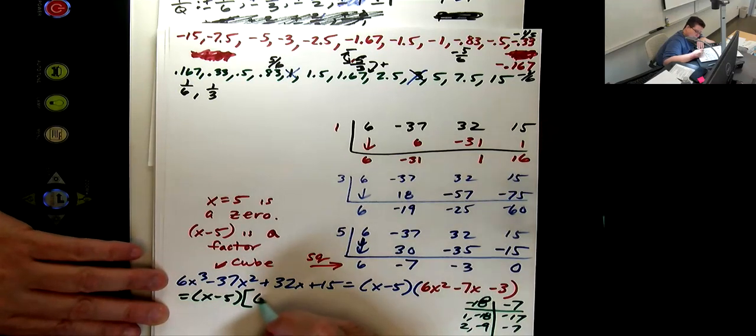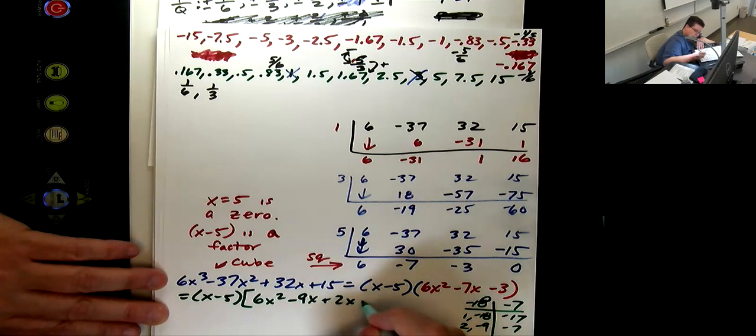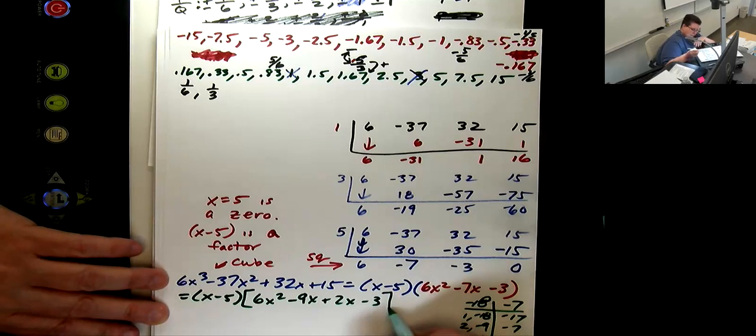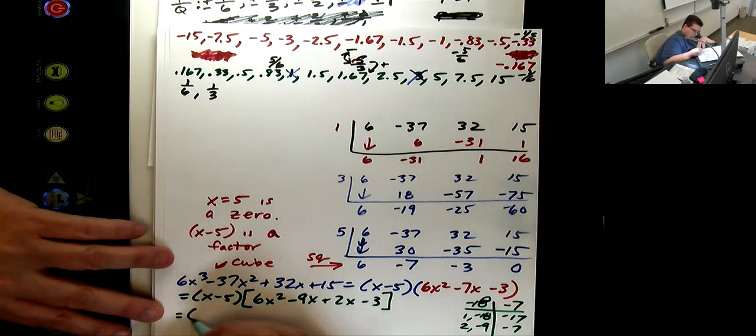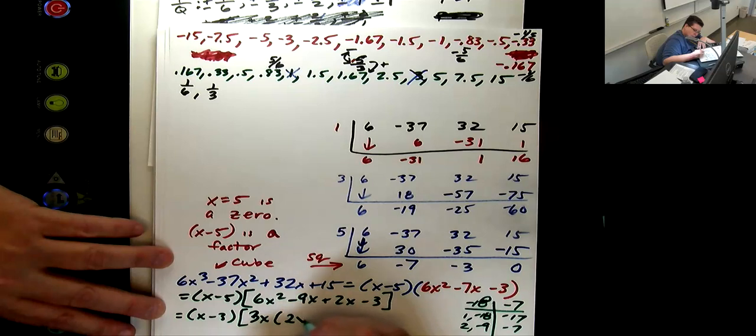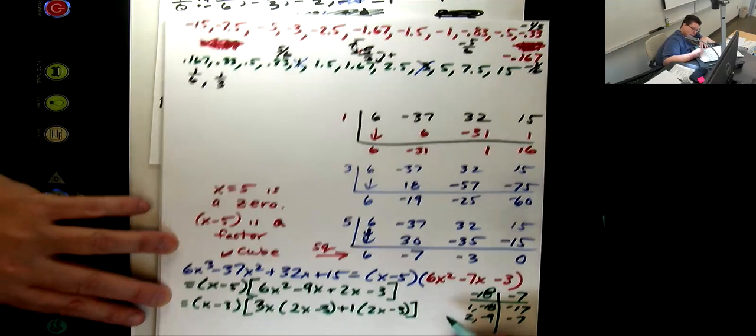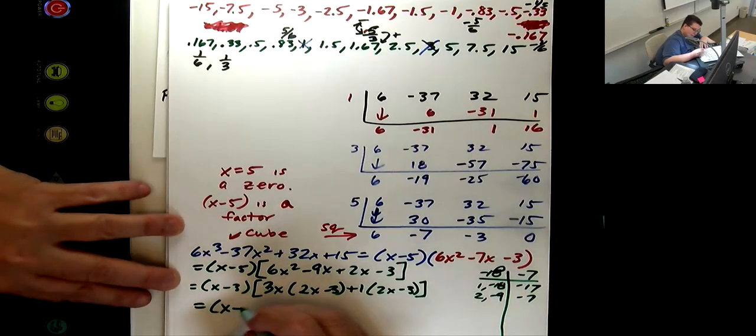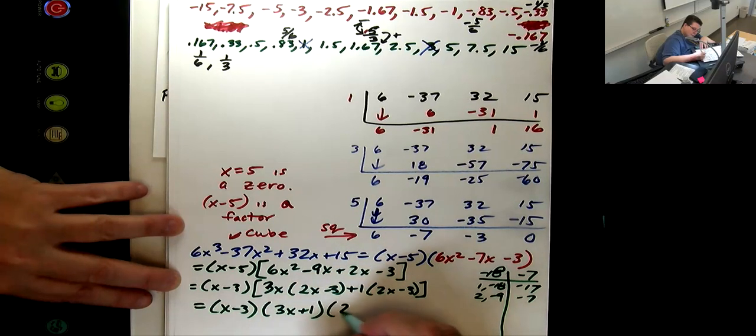We've got 6x squared minus 9x plus 2x minus 3. We'll continue factoring. This pulls out a 3x, leaving behind 2x minus 3. There's no common factor between these two, so plus 1 times 2x minus 3. And we get x minus 3 times 3x plus 1 times 2x minus 3.